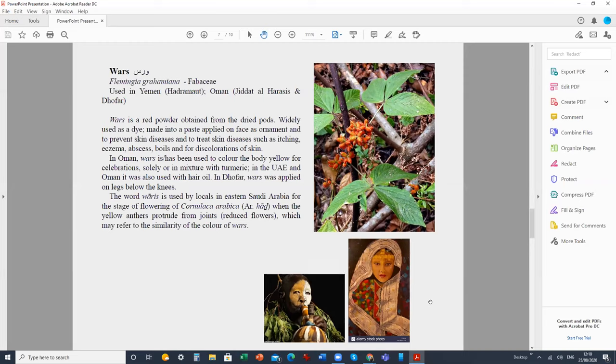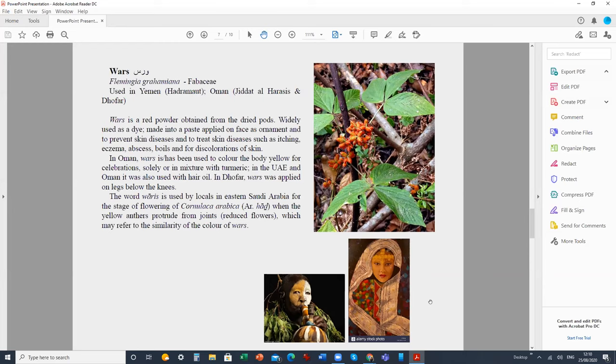And you can see the painting, it shows a very yellow face to the girl. The second one is a photograph from somebody in Ethiopia. So it is used very commonly in Ethiopia, in the Hadramaut region of Yemen, and in the Jaddat al-Harasis, and in Dhofar in Oman. I do not know if anything like that is used in other parts of the Arabian Peninsula. But the wars has had several other names because it was quite difficult.